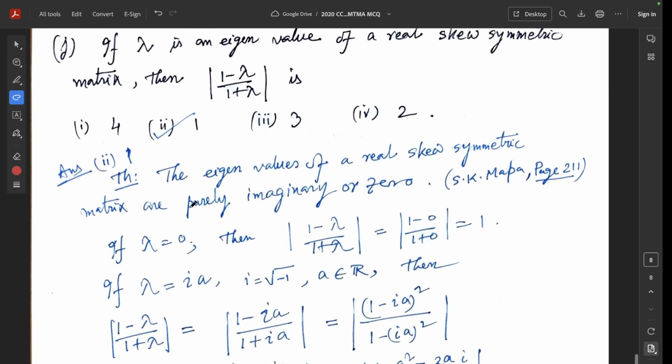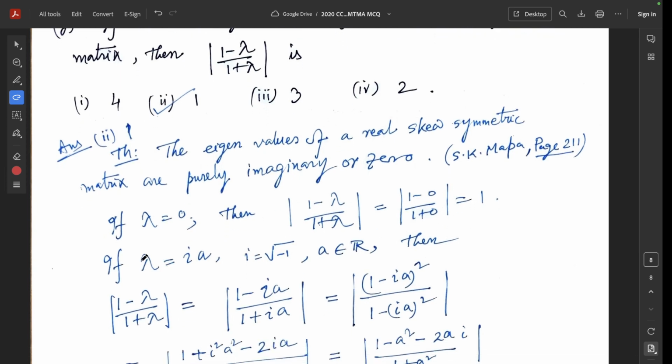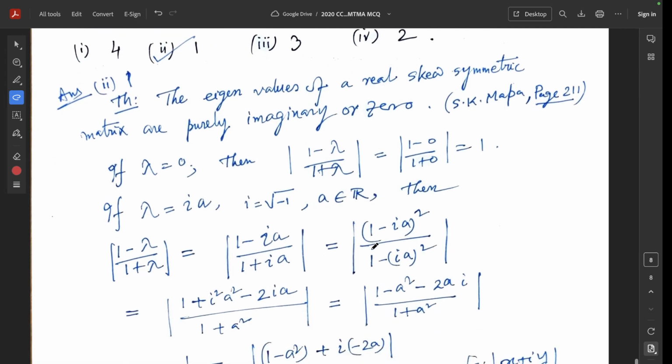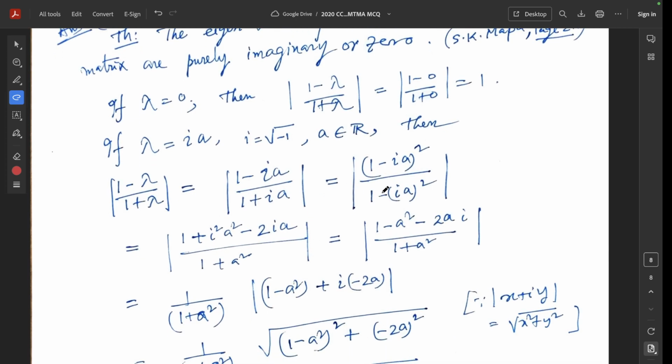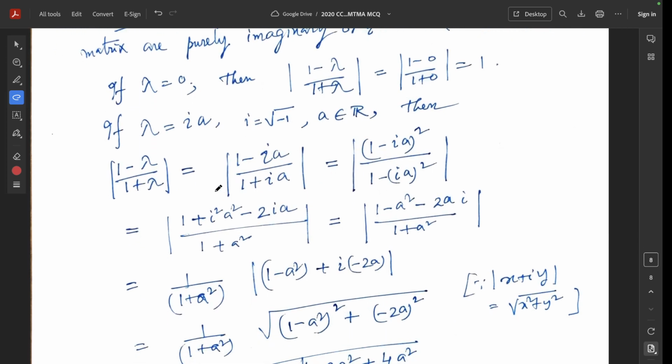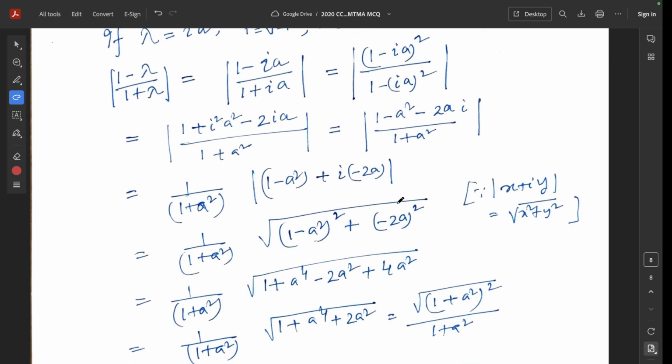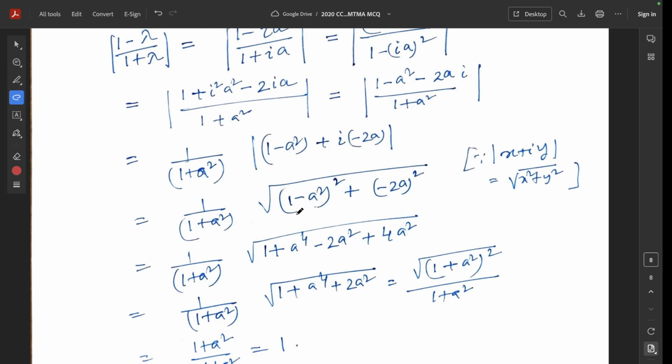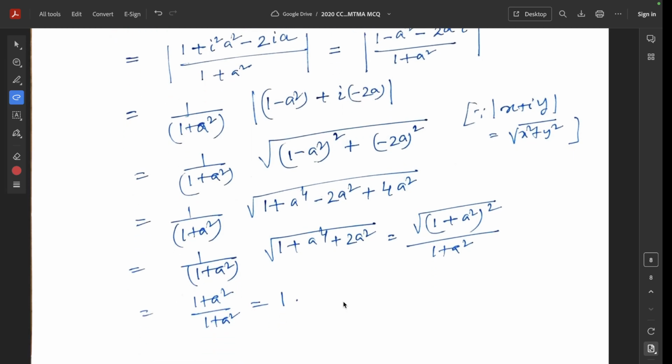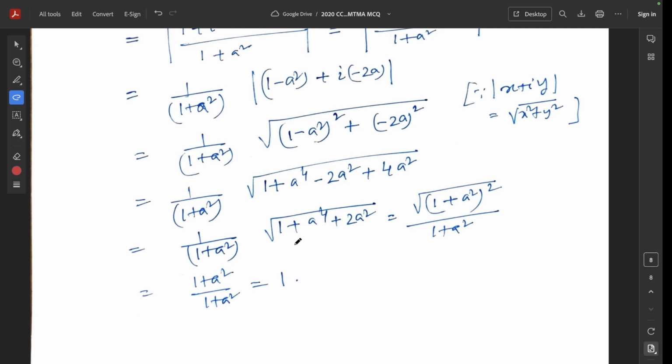If lambda equals 0, then (1 minus lambda) by (1 plus lambda) equals 1, and the modulus of this is 1. If lambda is purely imaginary, equal to ia, where a belongs to the real numbers, we get (1 minus ia) by (1 plus ia). Multiplying numerator and denominator by 1 minus ia and simplifying, we get x plus iy, and the modulus of x plus iy is root over x square plus y square. So this square plus this square, root over of this, and after simplifying we get the result 1.